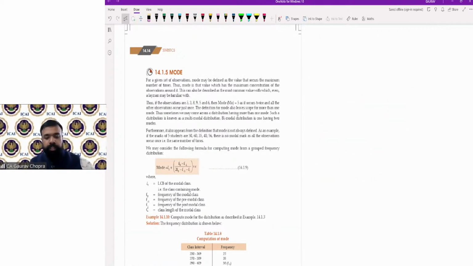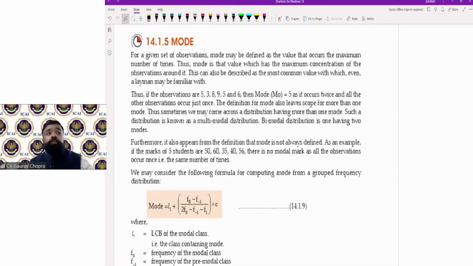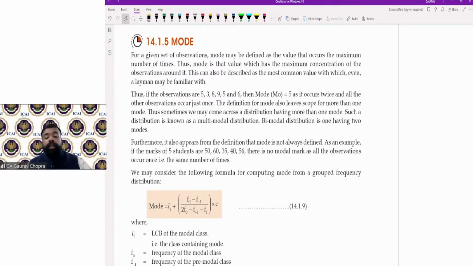Now the next point which is given here is mode. What is the meaning of the term mode? Mode means the highest repetitive value. Mode is defined as the value that occurs the maximum number of times. A value that repeats the most, that we call mode. So mode has the maximum concentration of observations around it. Mode means a value around which there is a very high frequency, around which the concentration is very high. That is regarded as mode.